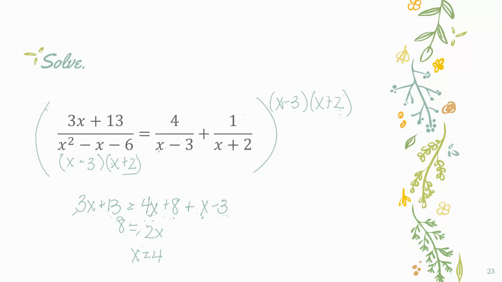4 minus 3 is not 0. 4 plus 2 is not 0, so I'm good there. Let me plug this in just to make sure that it works. So 3 times 4 is 12 plus 13 is 25 over 4 squared is 16. 16 minus 4 is 12. 12 minus 6 is 6. 4 over 4 minus 3 is 1, so that's 4. Plus 1 over 6 is 1/6. And 4 plus 1/6 is 4 and 1/6, which 25 over 6 is also 4 and 1/6. So that checks. So 4 is my solution.